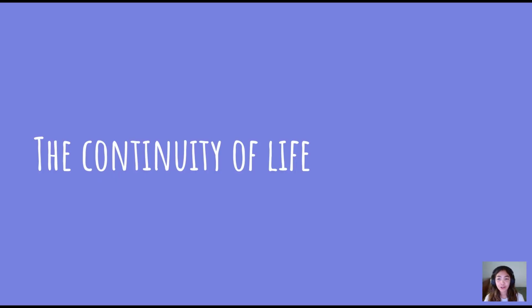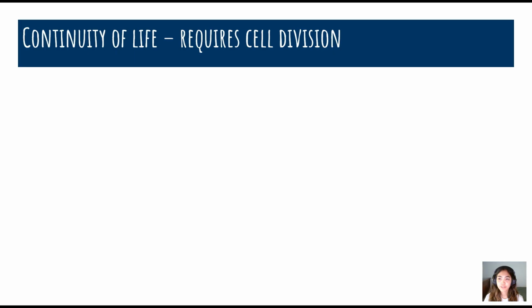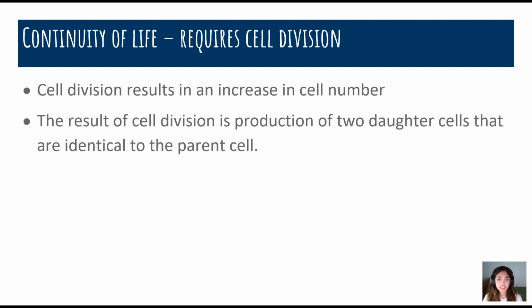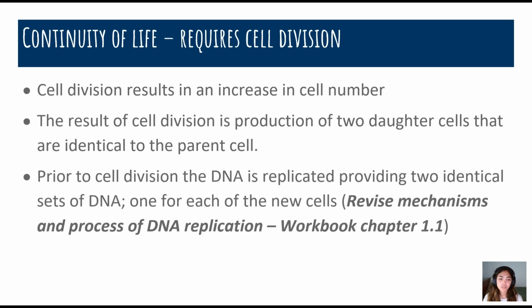So, of course, let's get started on looking at the continuity of life. As we said from our topic understanding, it requires cell division. So, cell division is pretty much a result in an increase of cell number. The result of cell division is the production of two daughter cells that are identical to the parent cell. And of course, prior to cell division, the DNA is replicated, providing two identical sets of DNA. So that part's really important. And we've got one set, of course, for each of the new cells that are produced.